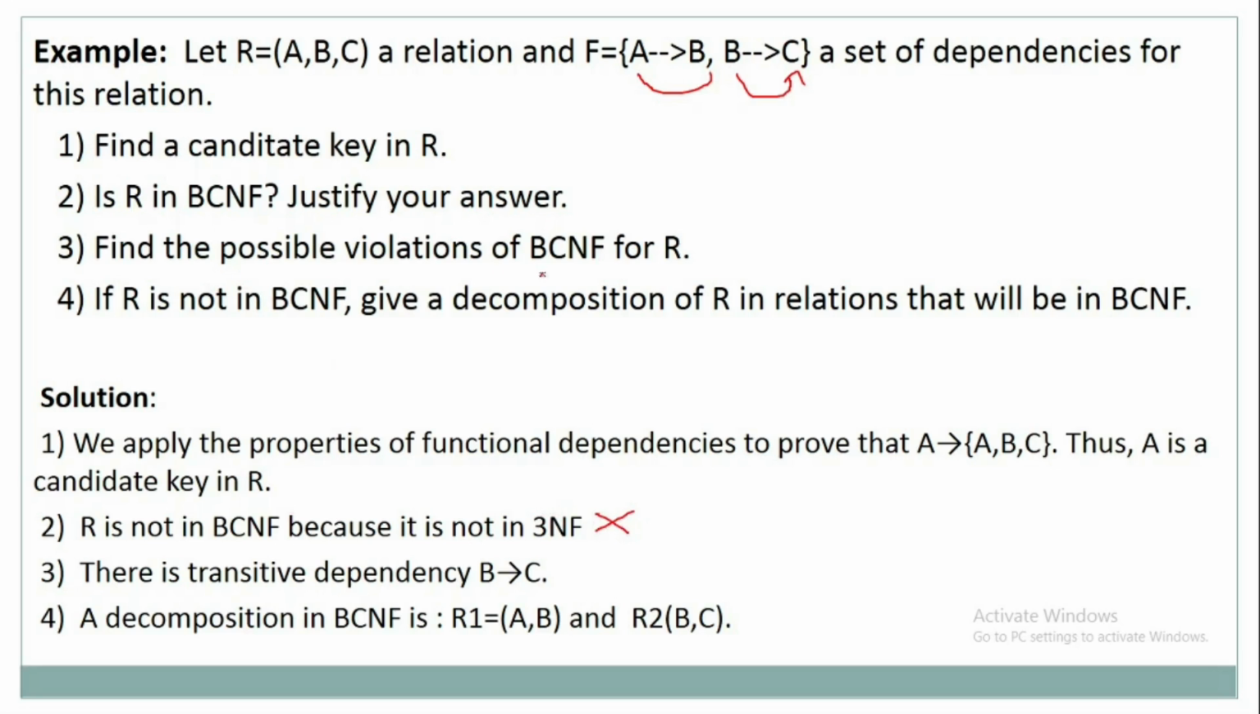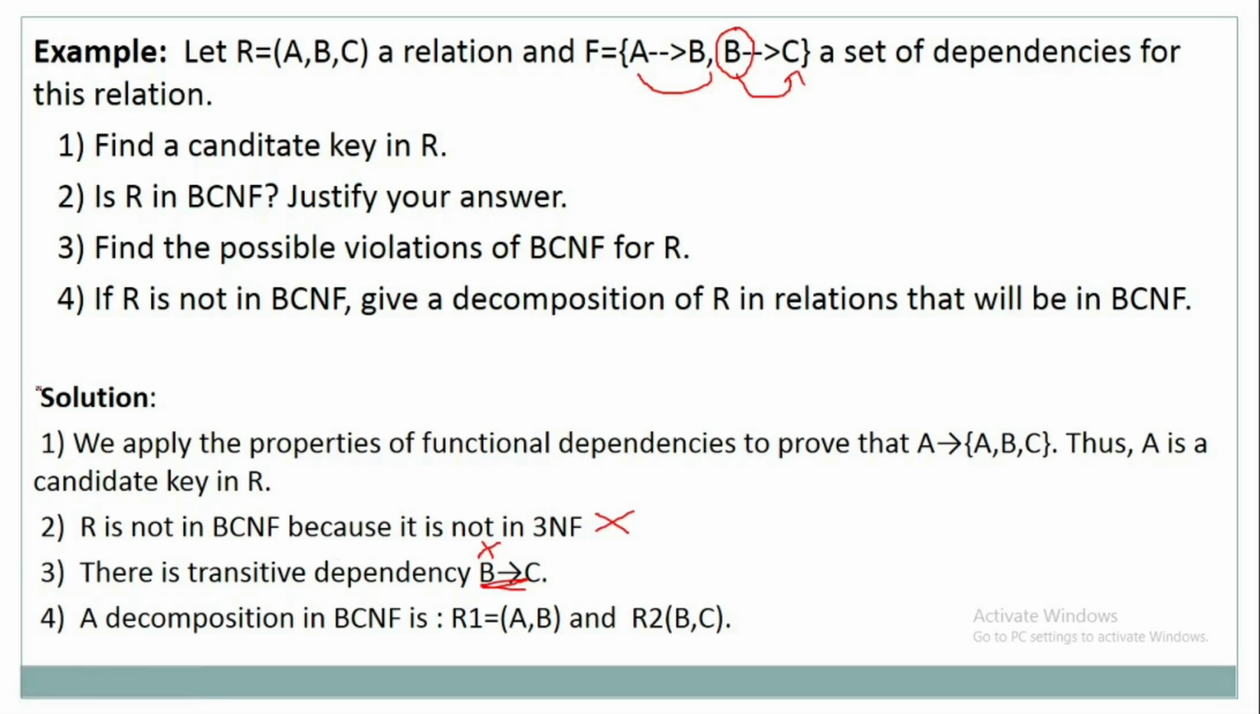Find the possible violation of BCNF for R. As you all know, BCNF means whenever a functional dependency X tends to Y occurs, for a non-trivial functional dependency X tends to Y, X should be a super key. Here, A is a candidate key. As you can see here, B determines C, and B is not a super key. So yes, this is a possible violation of BCNF.